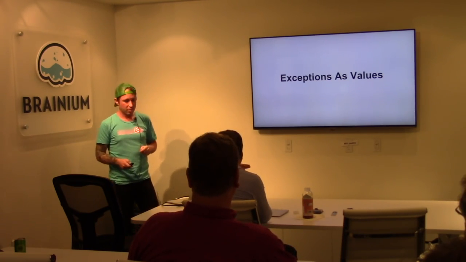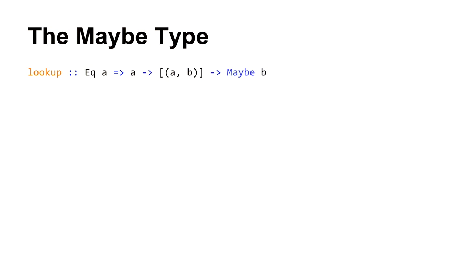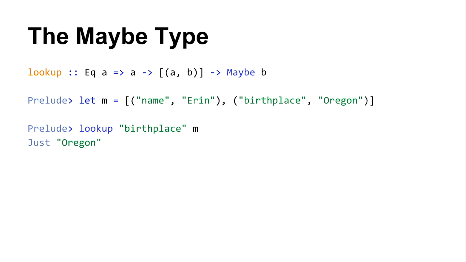Beginning Haskellers start with exceptions as values. What I mean by that is we've got types like Maybe and Either that help us represent failure in the type system. You're going to use something like lookup. You have a map with keys of type A and values of type B, you look something up in it, and if you're successful, you get back Just a string. And if you fail, you've got this value that represents failure.